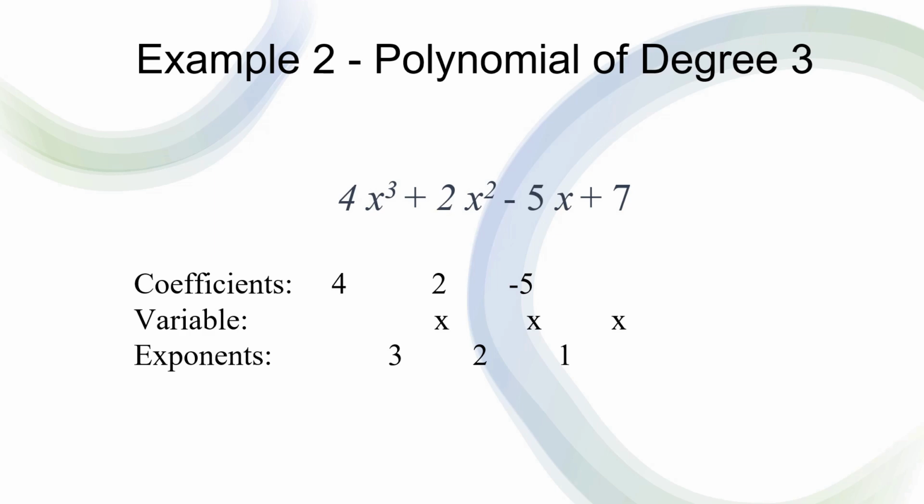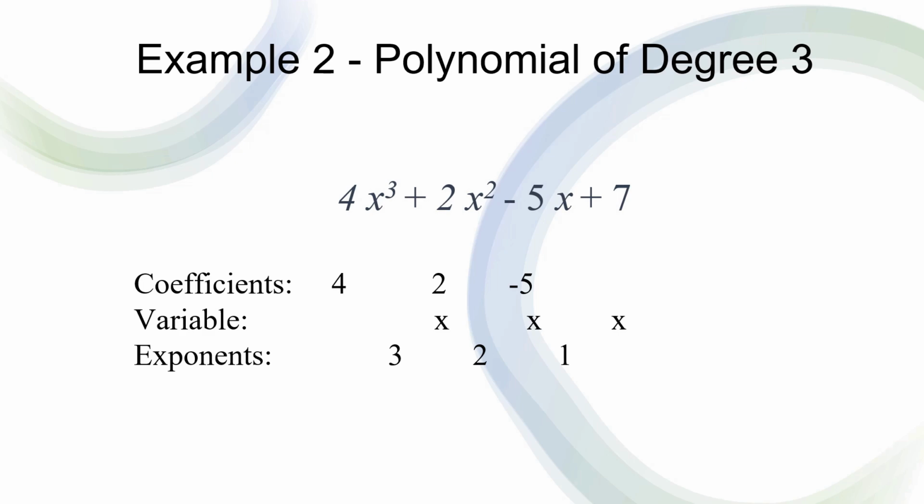For the term 4x cubed, the variable is x, the coefficient is 4, the exponent is 3. For the term 2x squared, the variable is x, the coefficient is 2. The exponent is 2. For the term minus 5x, the variable is x, the coefficient is minus 5. The exponent is 1.